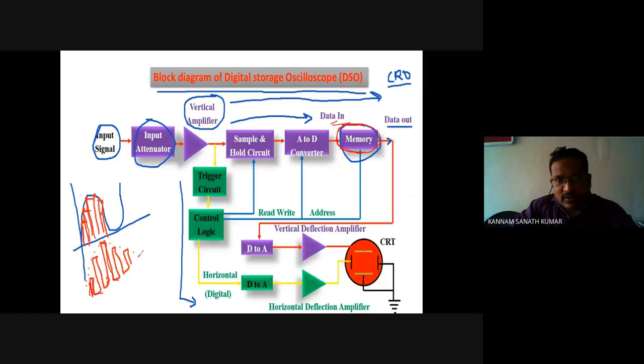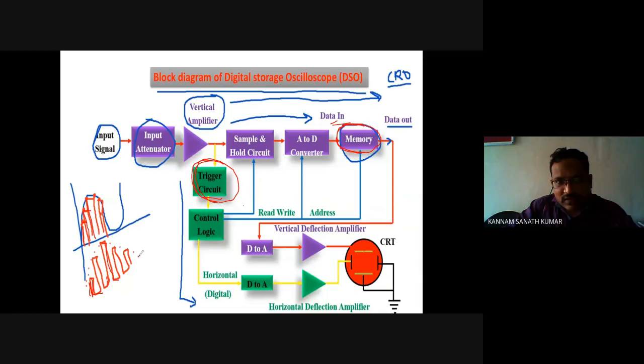Okay, and this is given to the vertical deflection plate, no? Coming to the horizontal deflection plate, you have a trigger circuit. What is the purpose of the trigger circuit? This trigger circuit will synchronize both the horizontal and vertical deflection plates. That means if you want to vary the horizontal voltage or vertical voltage, both voltages should be synchronized. How is it synchronized? By using the triggering circuit.